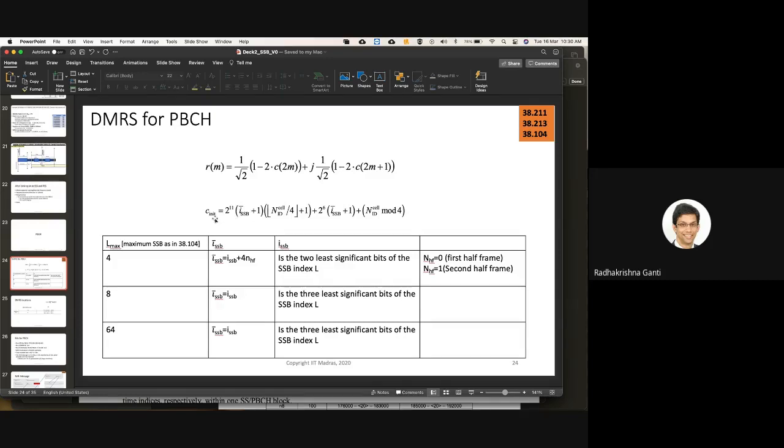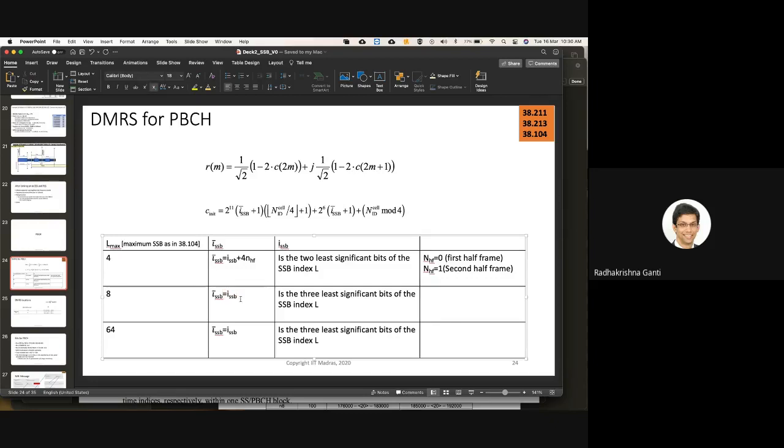This c init is a function of the cell ID. It's also a function of ISSB bar. So let's look at this ISSB bar. What is ISSB bar? ISSB bar is equal to ISSB. Let's look at the L max equal to 8 case, so it's easy.